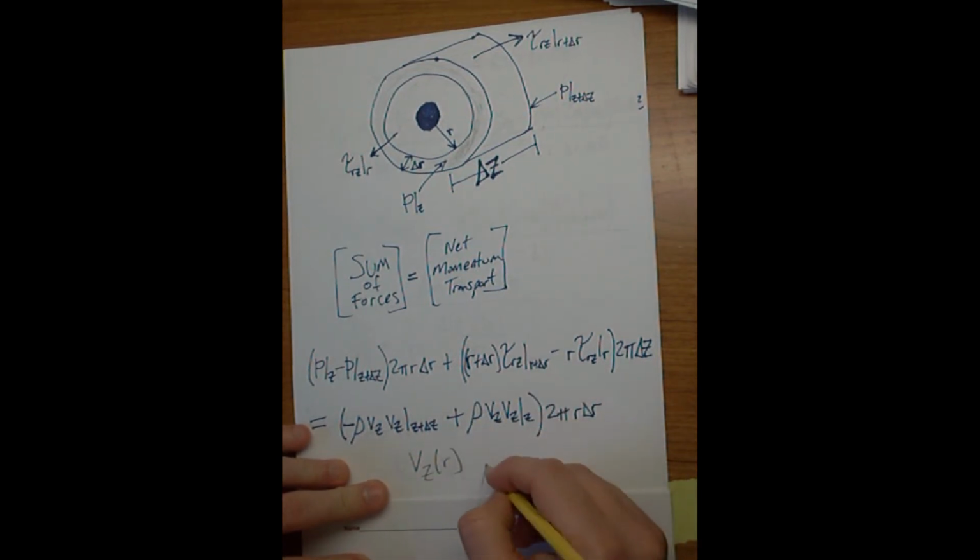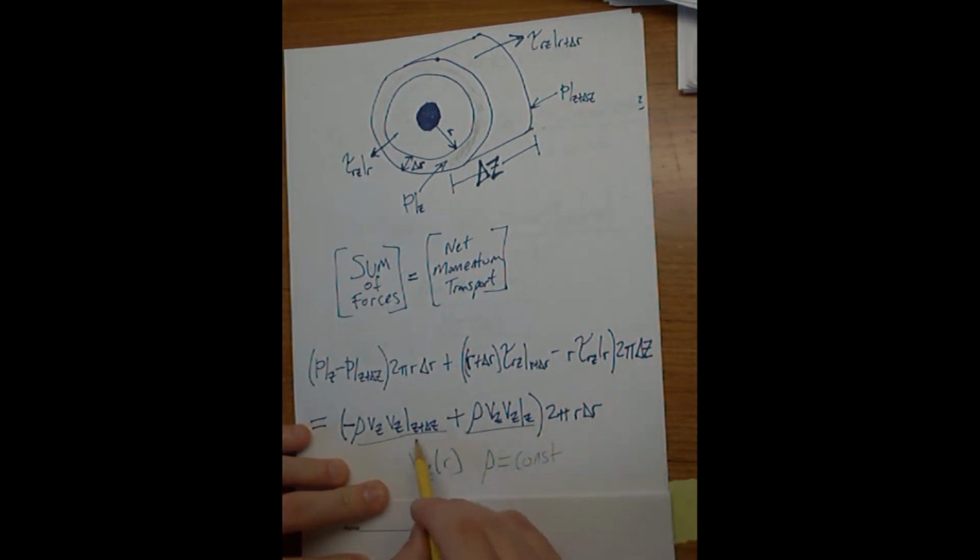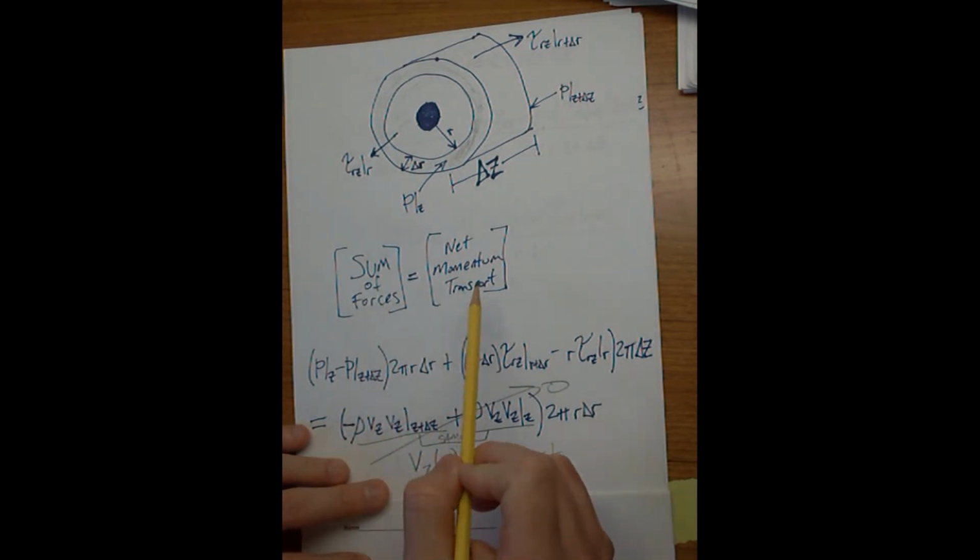And we know that rho is constant. Our densities are constant. So this term right here and this term right here are exactly the same, so they're going to cancel one another out. And so there's going to be 0 net momentum change. So it's going to end up being the sum of forces equals 0. So this part is equal to 0.